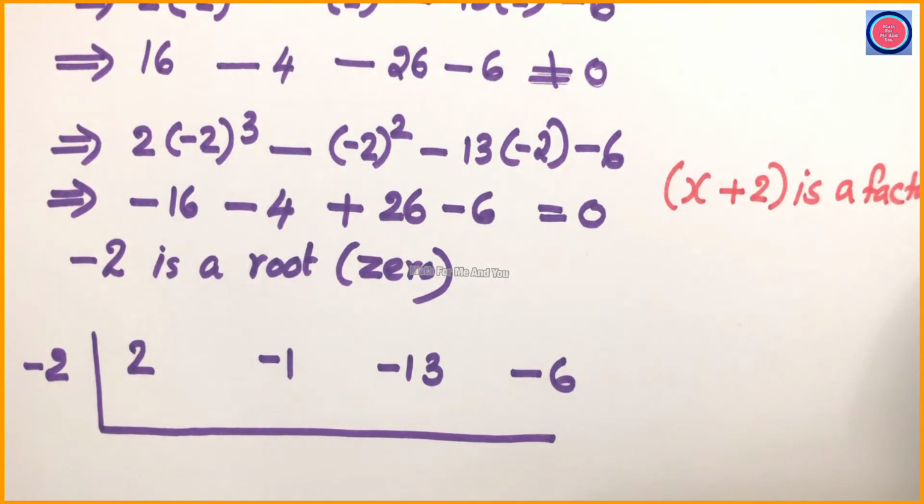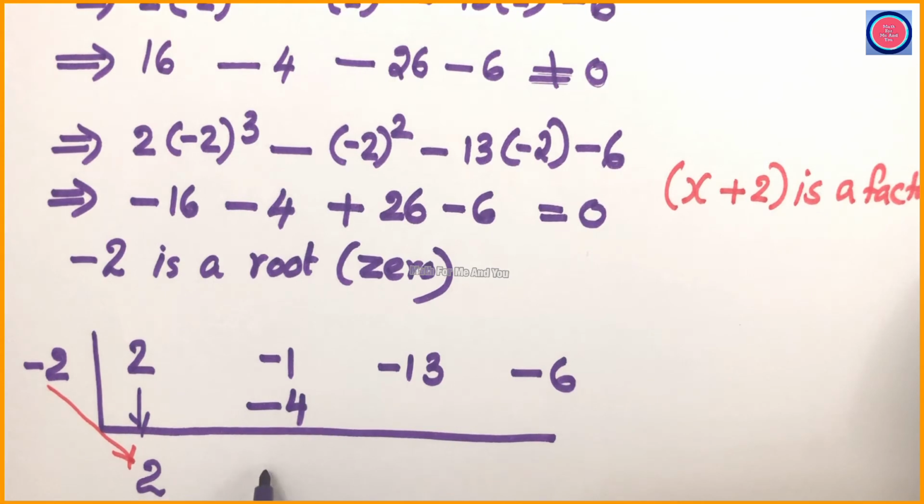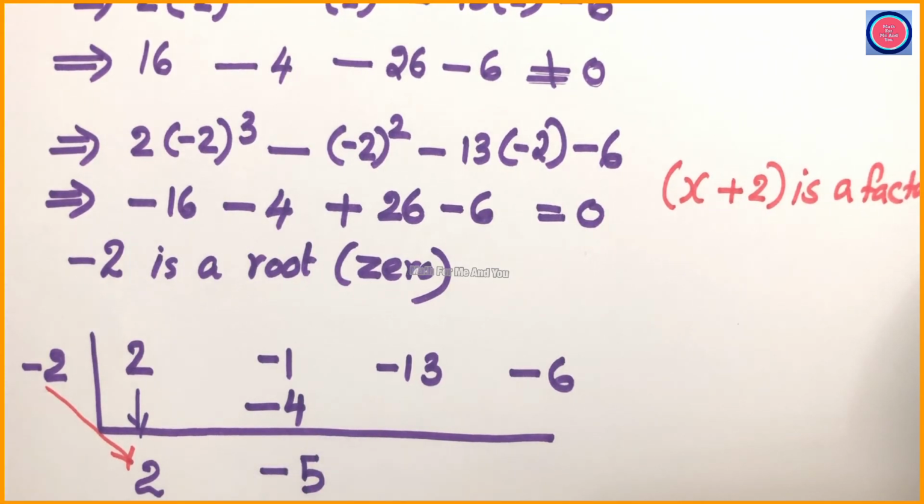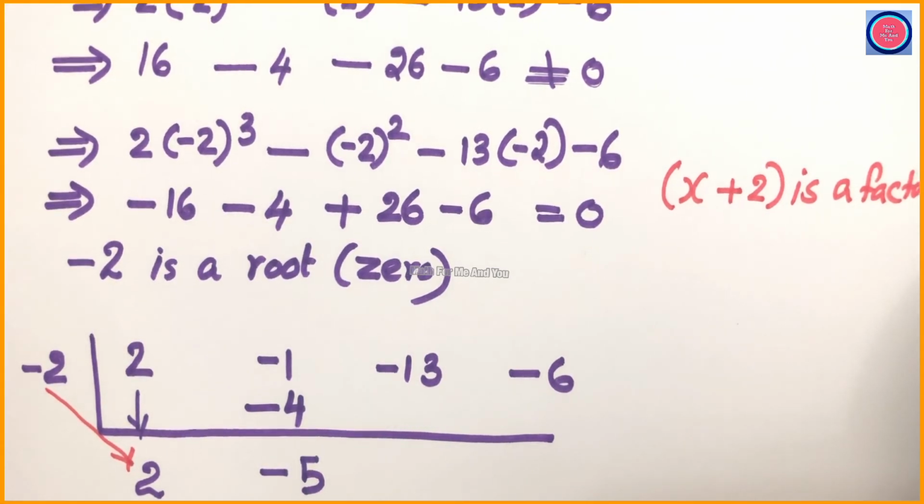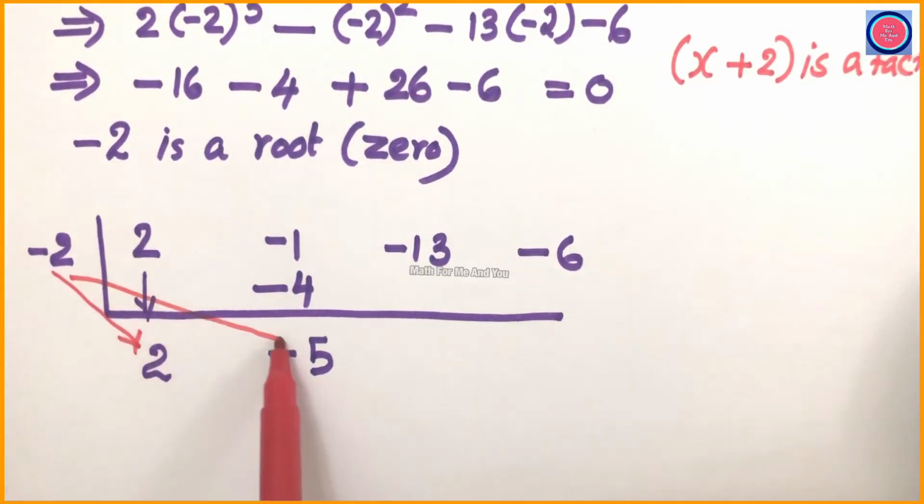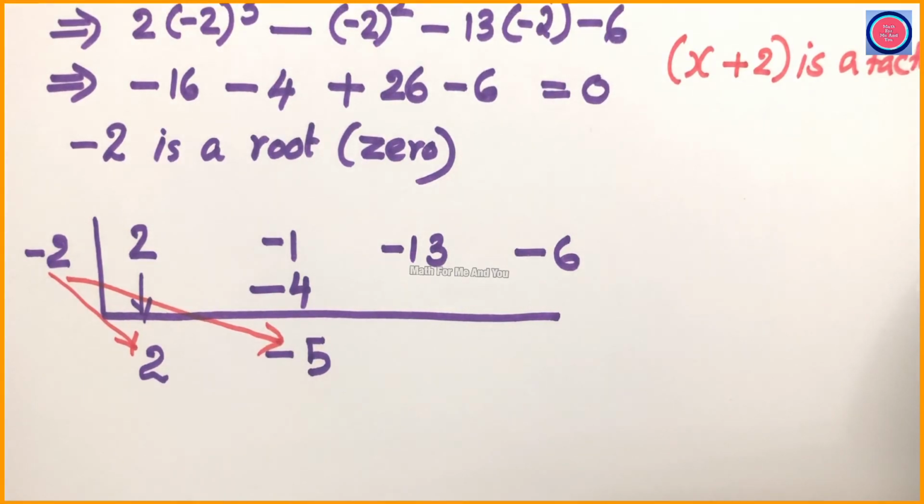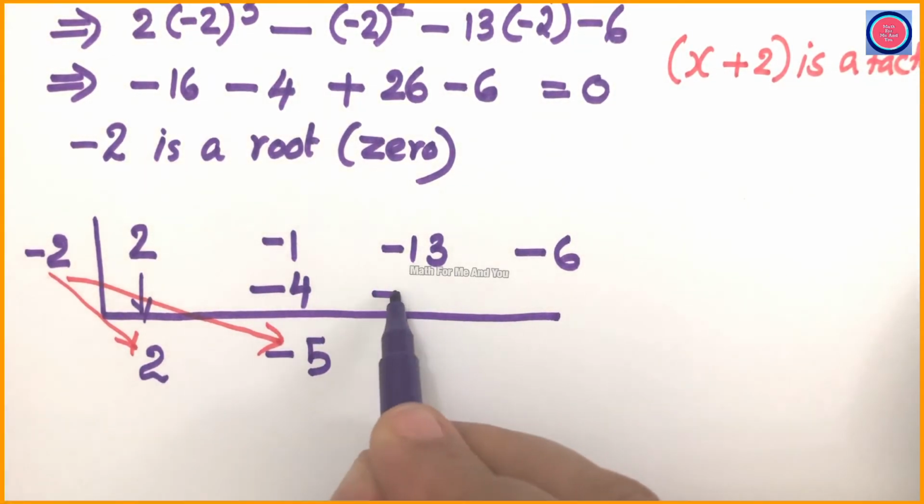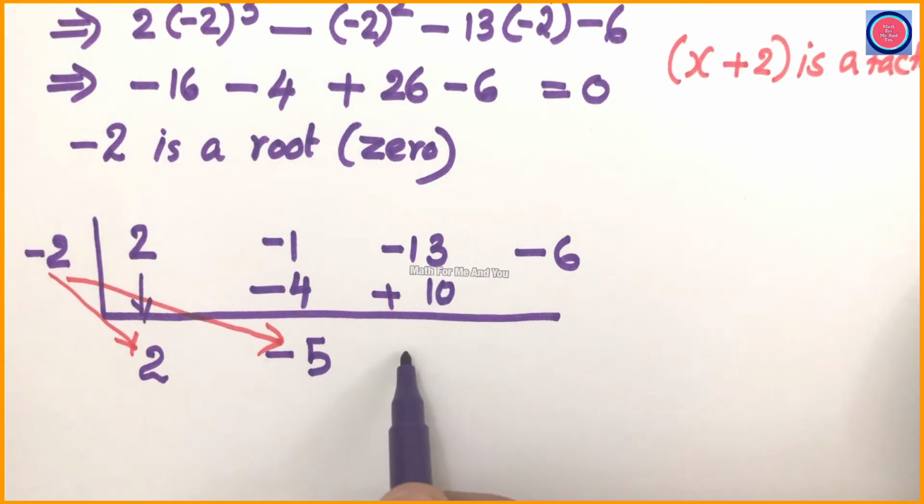What is the first step? We will copy down the first coefficient as it is. So we write 2 down. Next is diagonal multiplication. Minus 2 times 2 is minus 4. The result we write under the next coefficient minus 1 and get the total. Minus 1 minus 4 is minus 5. Again multiply diagonally. Minus 2 times minus 5 is plus 10. Write this result under minus 13. See, very easy. Get the total: minus 13 plus 10 is minus 3.